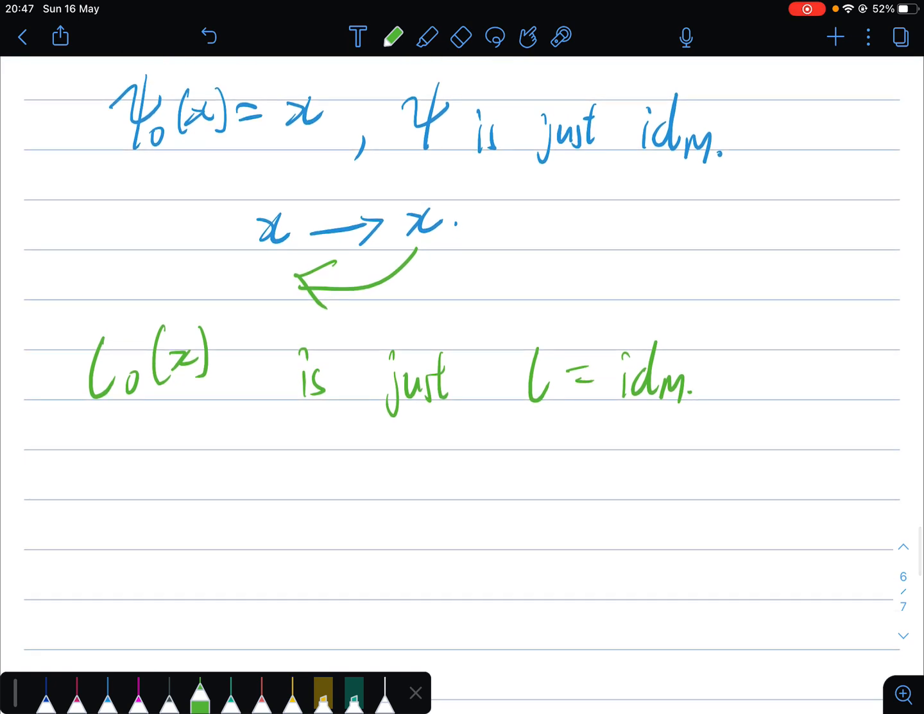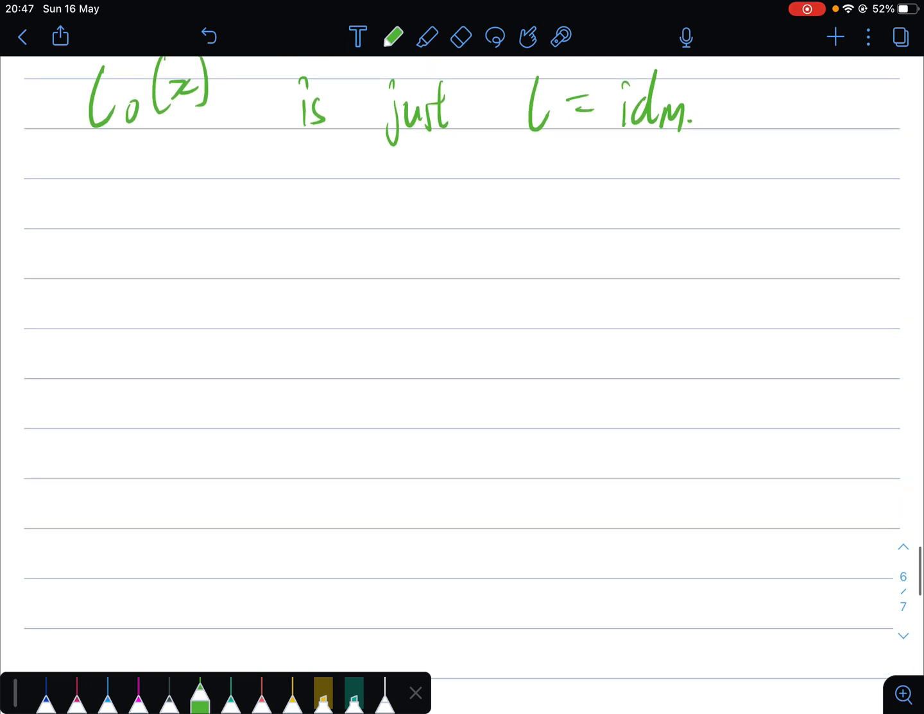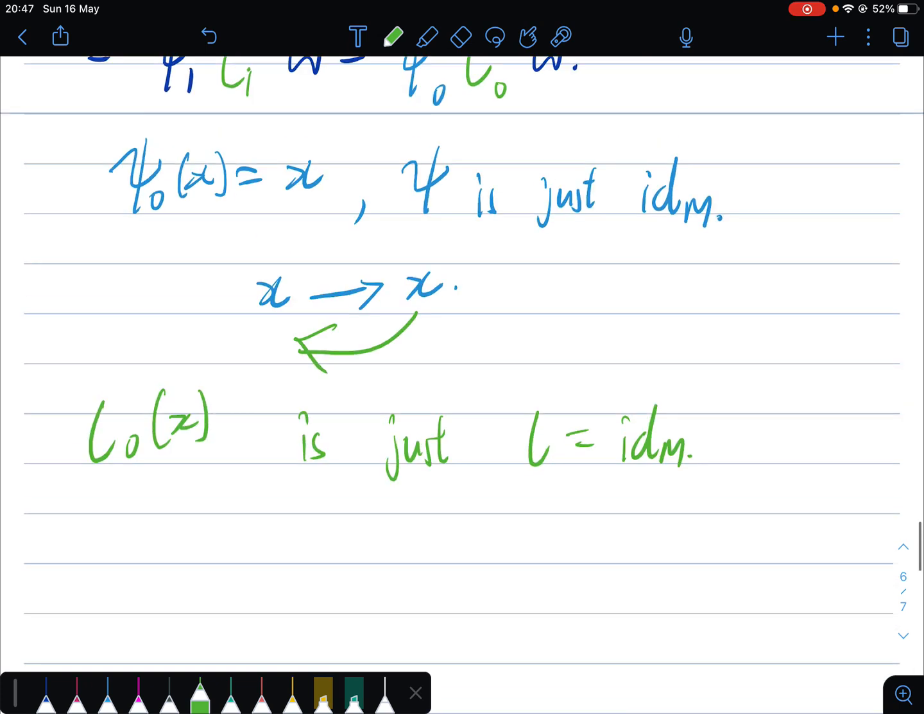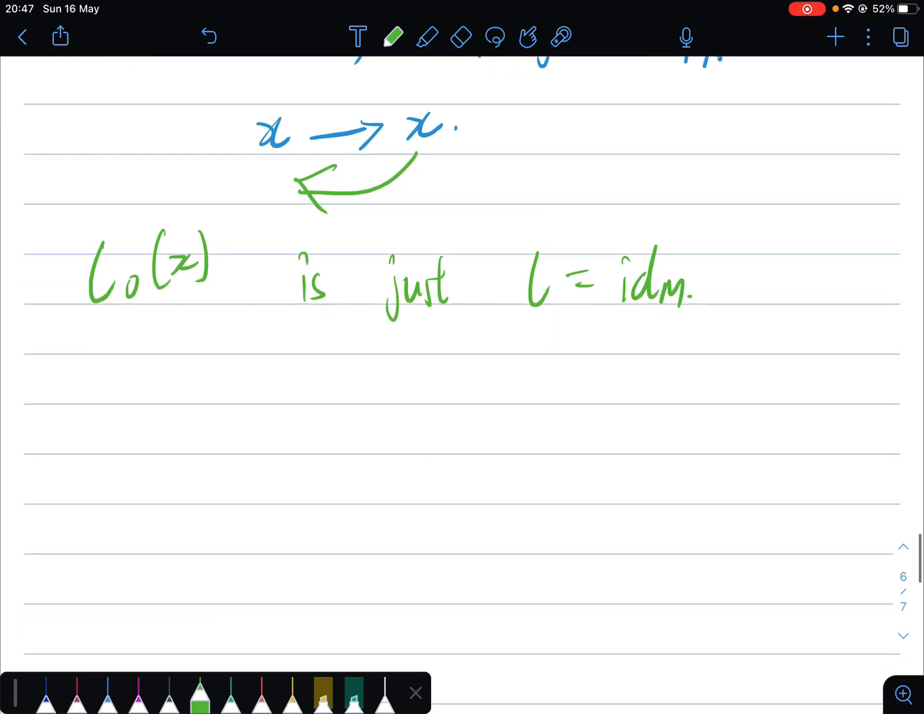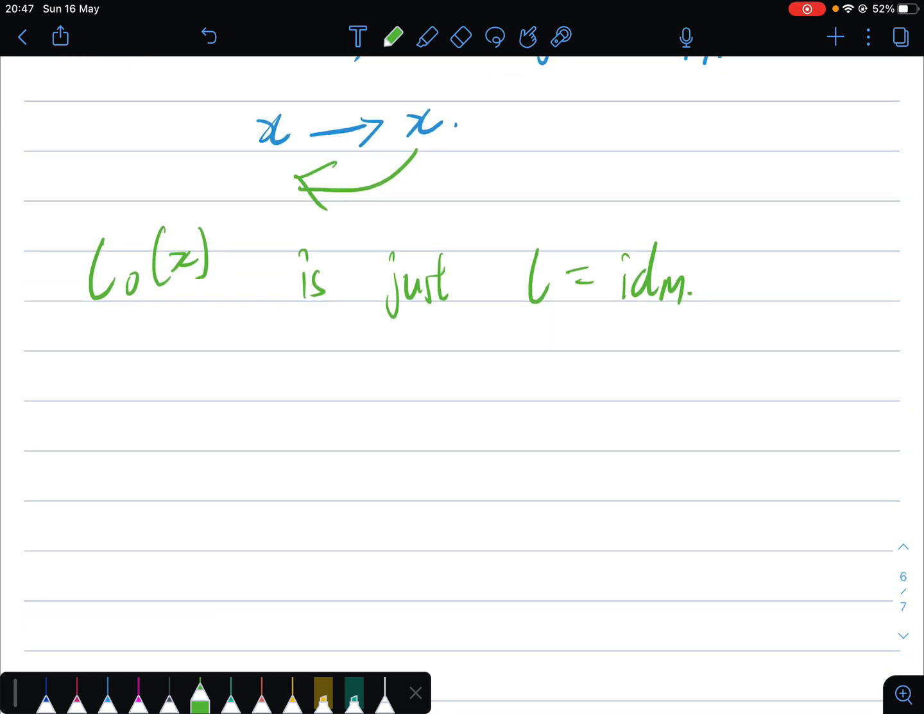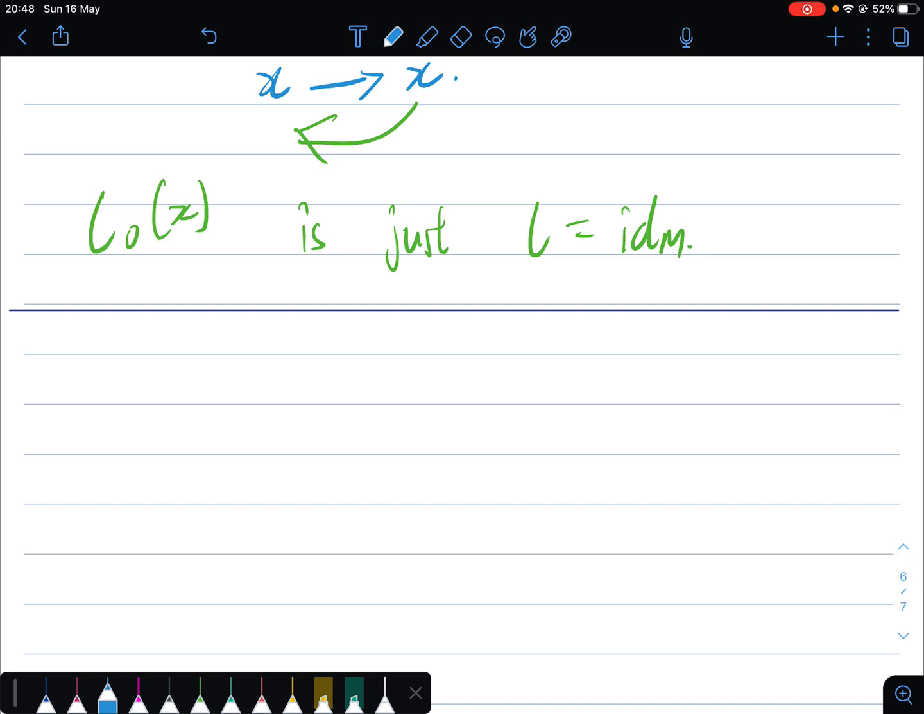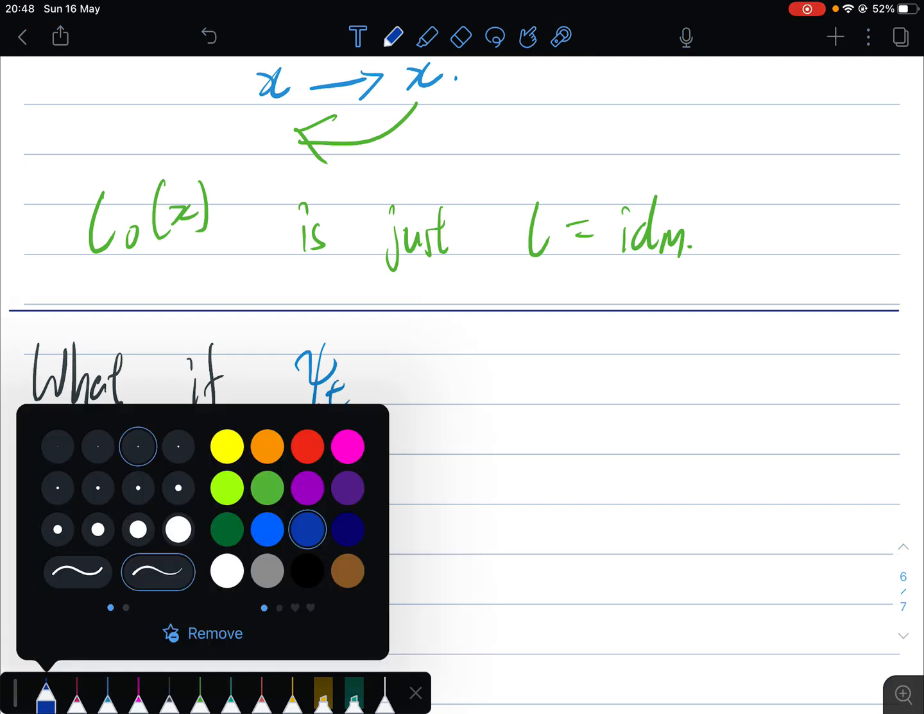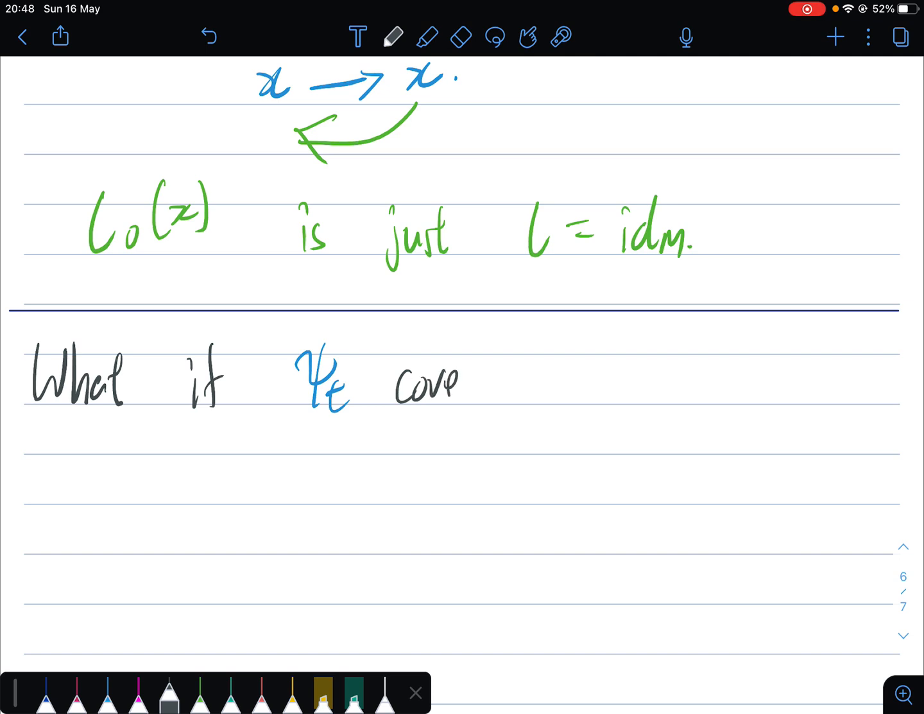Okay, so now we have proved this result under the assumption that phi_t is covered by only one single parameterization. So now we need to consider what if phi_t is covered by many different parameterizations.